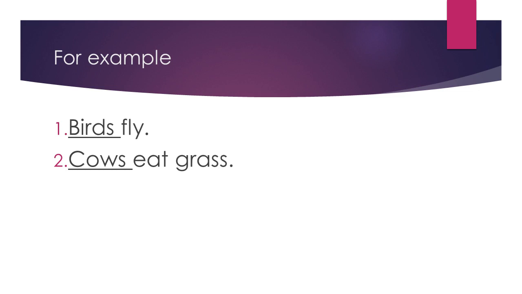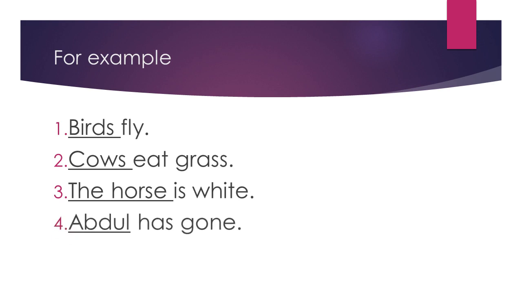Number 2. Cows eat grass. Here cows is the subject, eat grass will be the predicate. Number 3. The horse is white. The horse is the subject and the rest of the part, is white, is the predicate. Next, number 4. Abdul has gone. Here Abdul is the subject and the rest of the part, has gone, is the predicate.